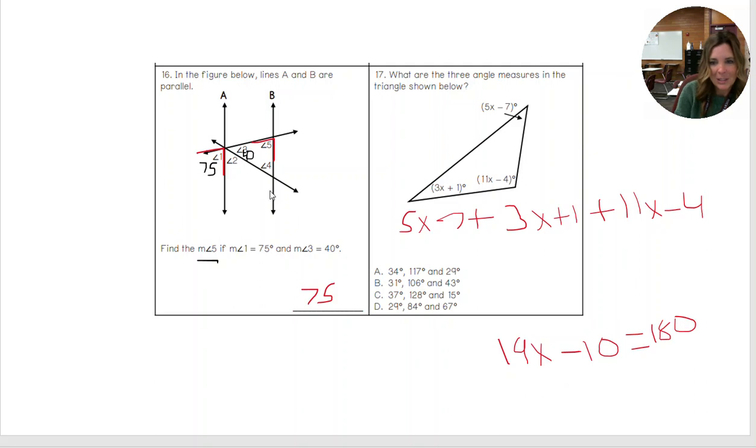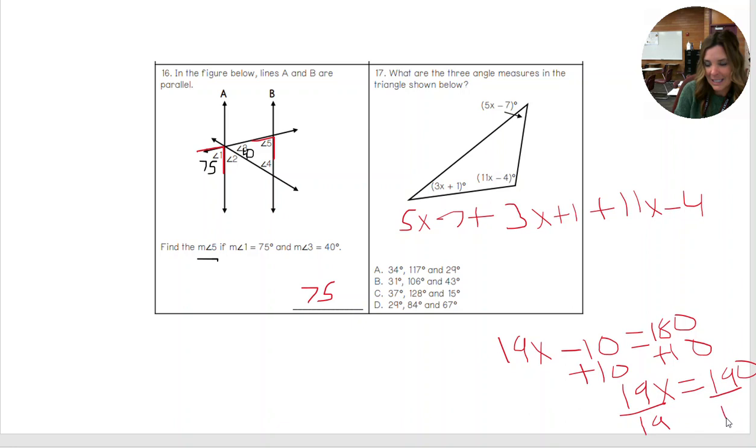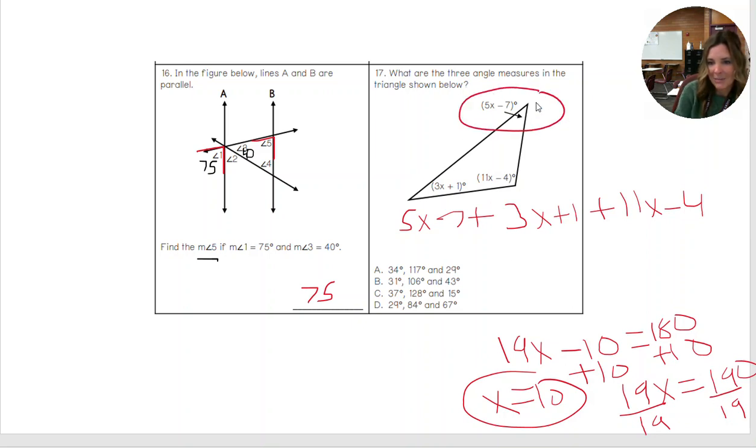So now we're going to add 10. So 19x equals 190. Divide by 19, and that tells us that our x is 10. Now we need to find our angle measures. So we do 5 times 10, which is 50. 50 minus 7, which is 43 for that one. For this one, 3 times 10 is 30. 30 plus 1 is 31. So now that we have 2 that we know, we can pick B. That would be our correct answer for that one.